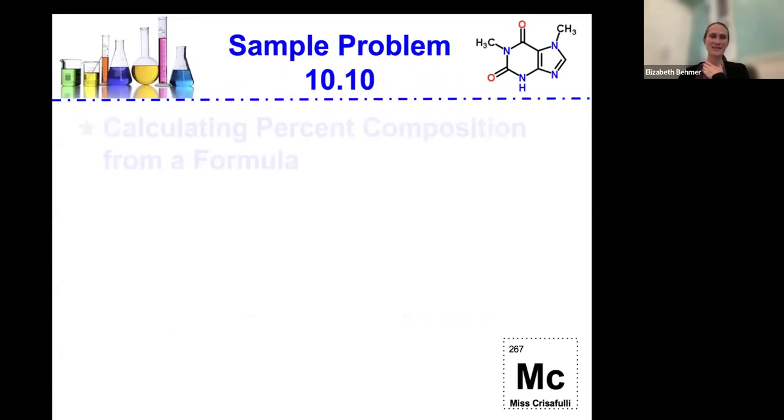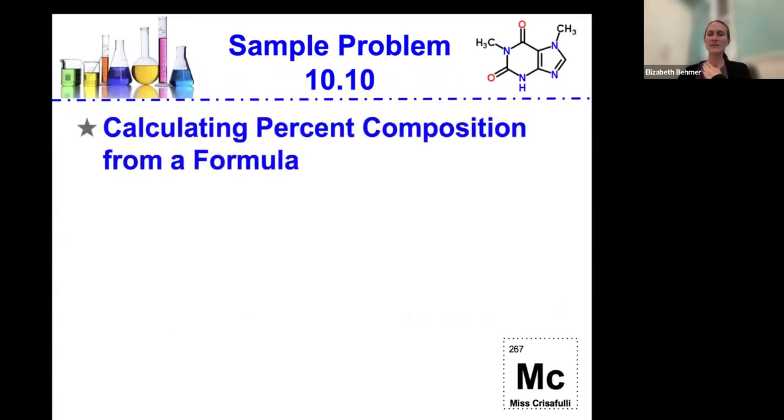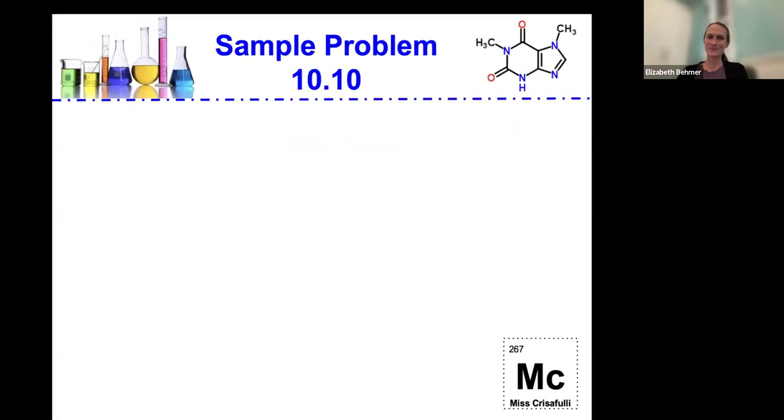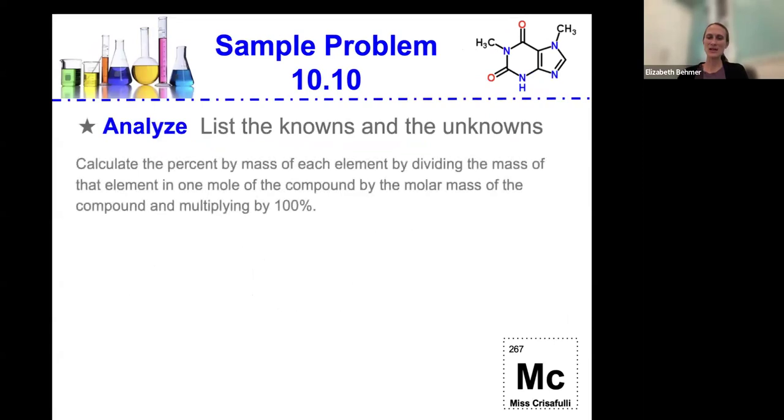So we'll look at this sample problem now. Calculating the percent composition from a formula. Propane is C3H8, so 3 carbons, 8 hydrogens. This is the fuel commonly used in gas grills, and is one of the compounds obtained from petroleum. Calculate the percent composition of propane. So let's list the knowns and unknowns.